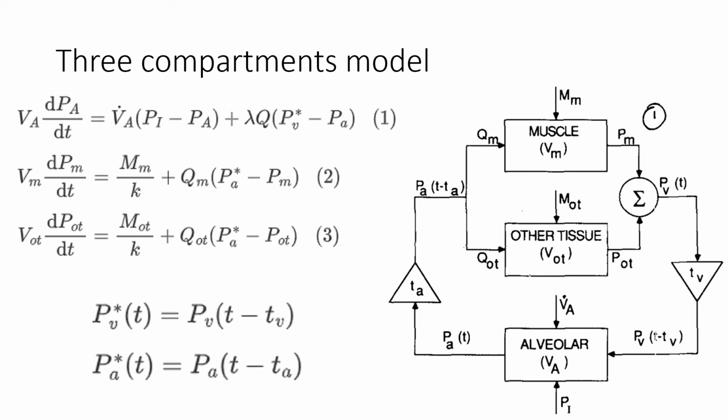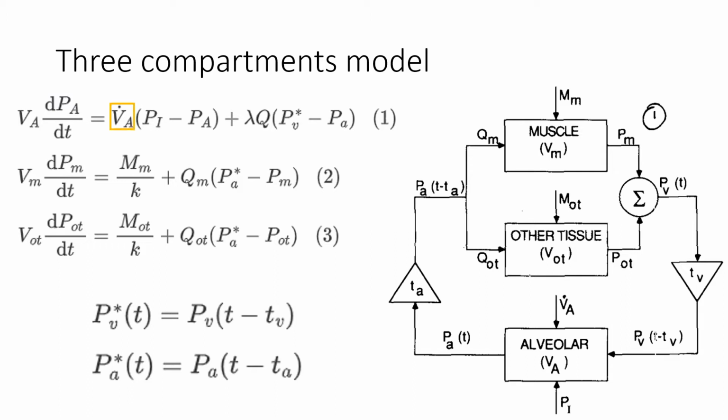So in the 3 compartments model, the first compartment is the alveolar compartment. This is like the lungs part. The other two are the muscle and the other tissue compartment. So in this picture, P is the CO2 partial pressure. You can think of this as a CO2 concentration.